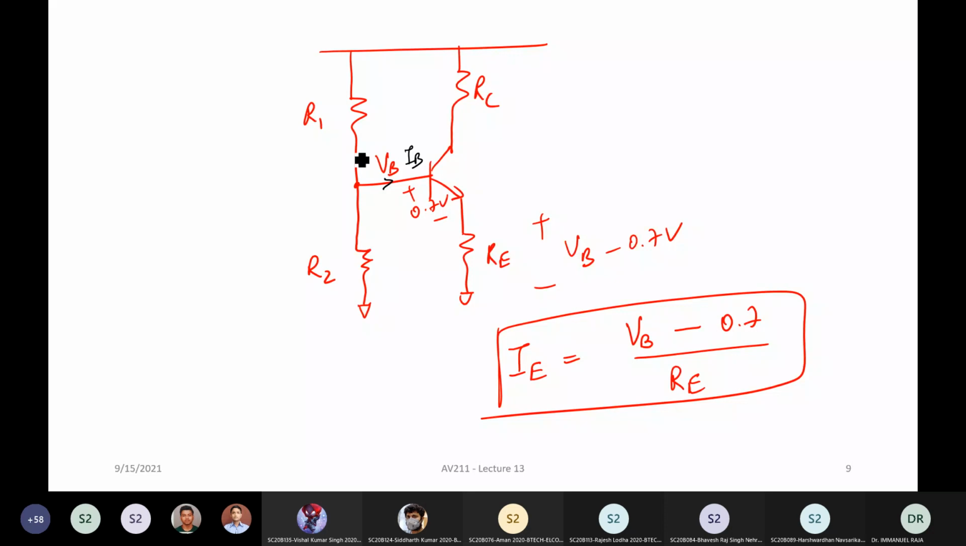Okay. So now this IB has to come through R1, which means that this VB potential will not be equal to R2 by R1 plus R2. So that issue is also there. But the deviations are a little smaller.